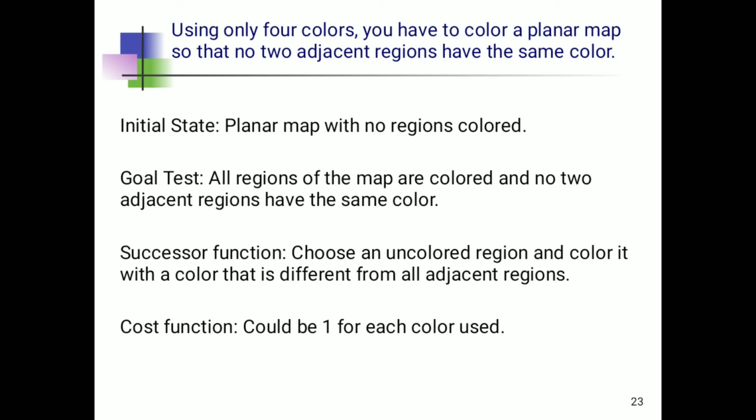Now what will be the successor function? Choose an uncolored region and color it with a color that is different from all adjacent regions. So what action should I take? First I have to look for one uncolored region and then look at its adjacent regions. Then I have to select the color which is not present around that particular region, and paint the region using that color. So what will be my cost? The cost could be 1 for each color used. Then the addition of all colors will be my cost function.